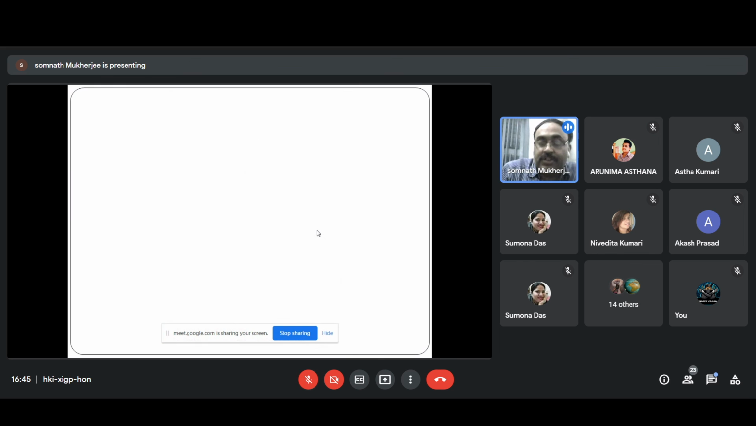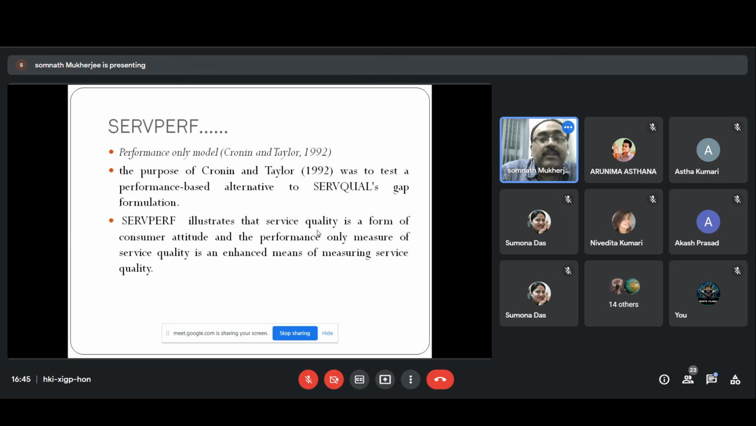And the critics, what did they say? They said that it's only the performance-only model that should be forwarded. That was forwarded by Cronin and Taylor. Cronin and Taylor said that yes, it's okay, like 5 elements fine, questions fine, but do not take 2 measurements. And they had a host of things to say in favor of this. And I myself did not adopt the SERVQUAL scale. I migrated to the SERVPERF scale. That's the performance-only model. Only take 1 measurement.